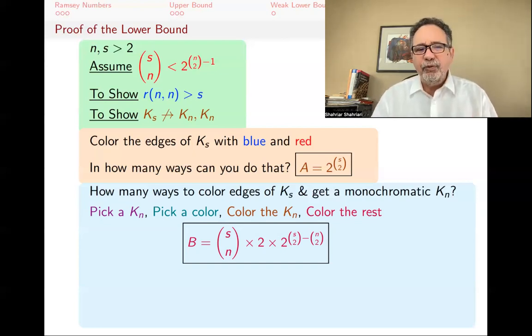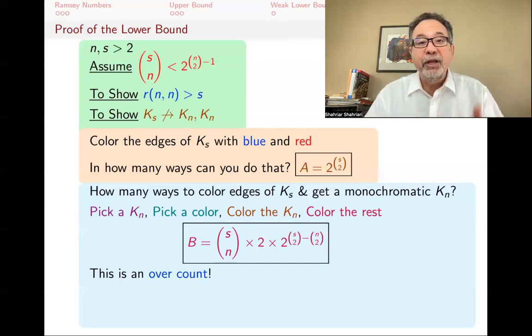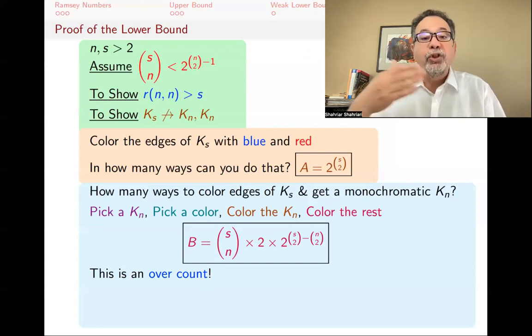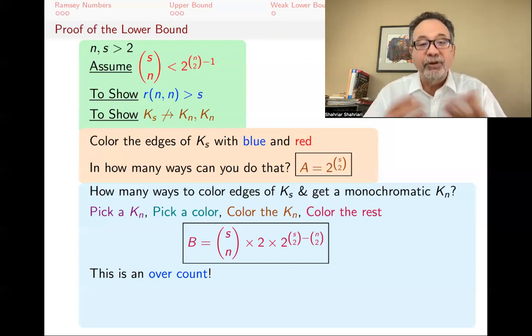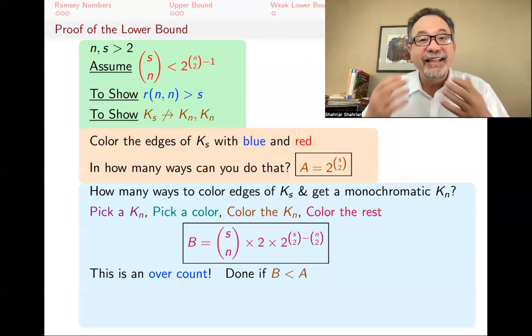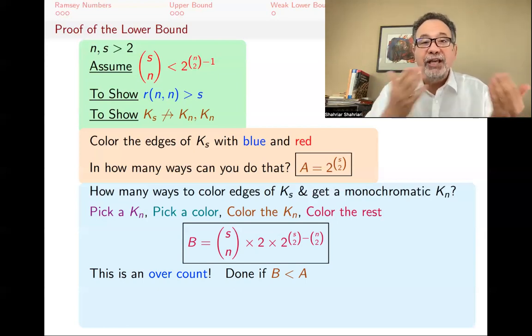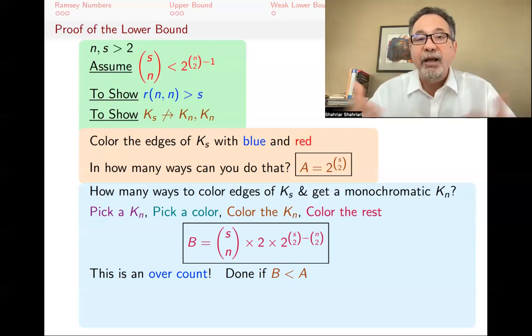Now, is this really the number of ways to color Ks and get a monochromatic Kn? Absolutely not. This is a way overcount in the sense that there are many Ks colorings that have not just one Kn, but many different Kns that are monochromatic, and we have counted those many times over. So we have an overcount, and this number that we found is much more than actually the number of ways that you can color Ks and get a monochromatic Kn. But if this B, as large as it is, is still less than A, the total number of ways that you color Ks, then you're assured that there have got to be some that don't have monochromatic Kns in them, and therefore Ks doesn't arrow Kn comma Kn, because there have got to be some there.